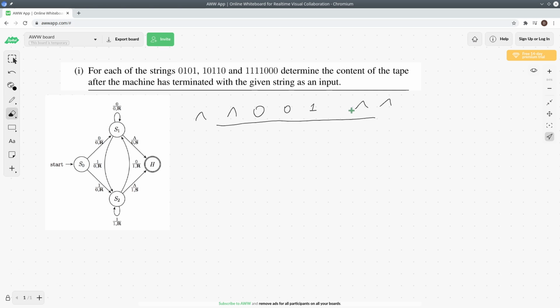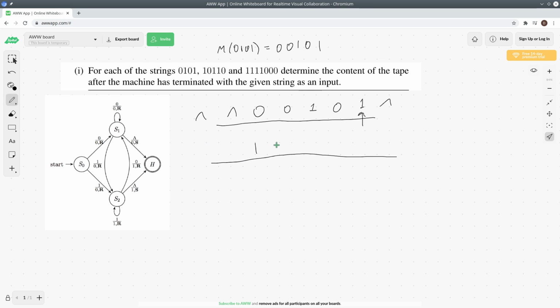And then if I see a blank symbol and I'm in S2, I write a 1 and then I stay. So it looks like, given the input 0, 1, 0, 1, the output is 0, 0, 1, 0, 1. Okay, and so we'll now check the next string.